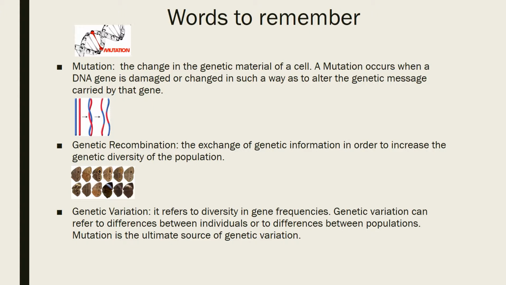Let's get started with our first word, which is mutation. Mutation is the change in the genetic material of a cell. A mutation occurs when a DNA gene is damaged or changed in such a way as to alter the genetic message carried by that gene.